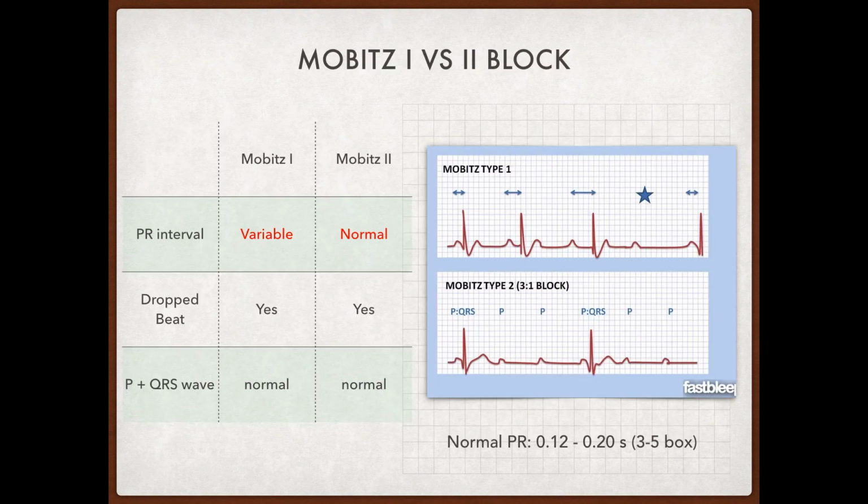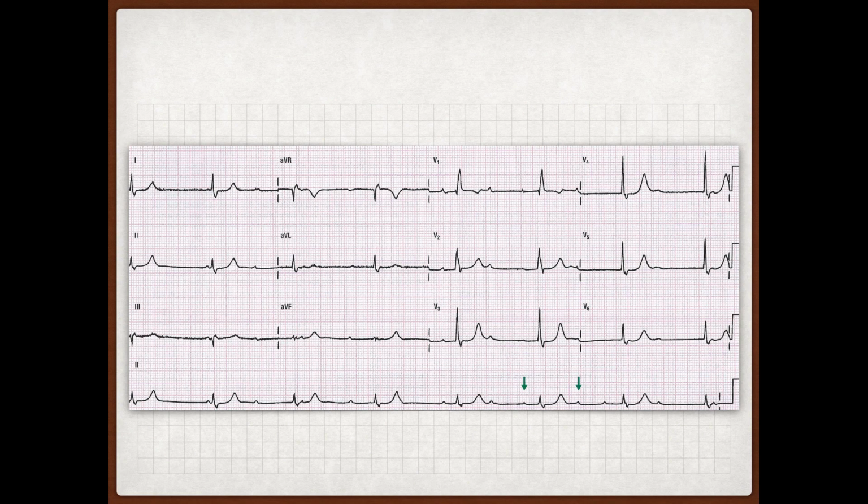So your Mobitz 1 versus 2 blocks, basically, in both of them you're going to have a dropped beat, but your PR interval in your Mobitz type 1 starts to become prolonged, and in your type 2 it just remains normal. So a normal PR is 0.12 to 0.20 seconds, so it's 3 to 5 boxes. So if it starts changing, then you know it's type 1, and if it stays the same, it's a type 2. So anybody want to guess what this one is?